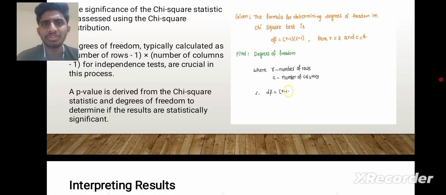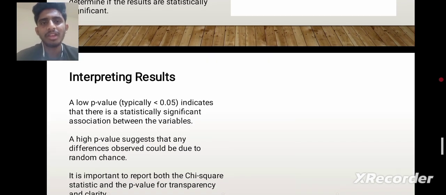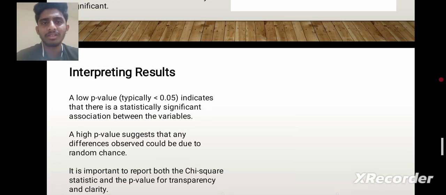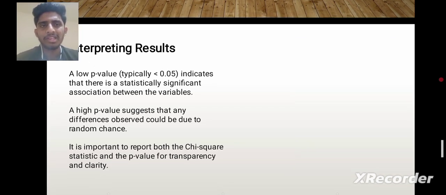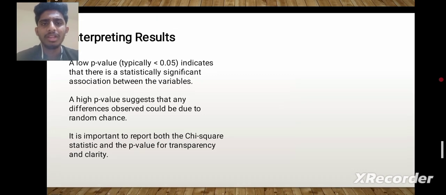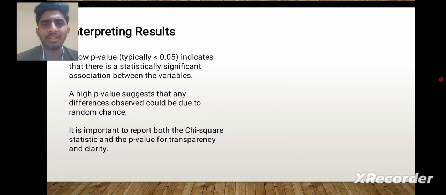A p-value is derived from the chi-square statistic and degrees of freedom to determine if the results are statistically significant. Interpreting results. A low p-value, typically less than 0.05, indicates that there is a statistically significant association between the variables. A high p-value suggests that any difference observed could be due to random chance.